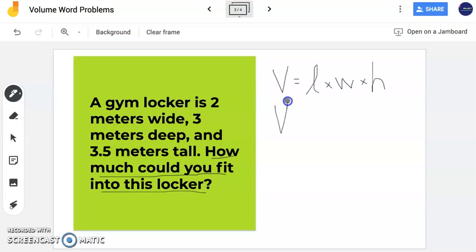Now I'm going to replace my length, my width, and my height for the given numbers in my problem. So here, for my length and my width, I have 2 meters wide and 3 meters deep. So I have 3 times 2. And I have a height of 3 5/10, which is telling me 3 5/10 meters tall. That also represents my height. Now, just like the previous problems, I like breaking this into 2 steps, underlining exactly what I'm doing. 3 times 2 is 6, times 3 5/10.